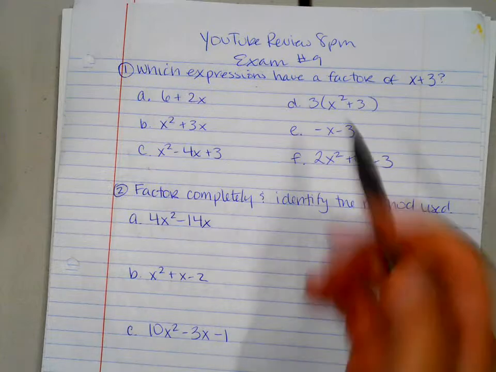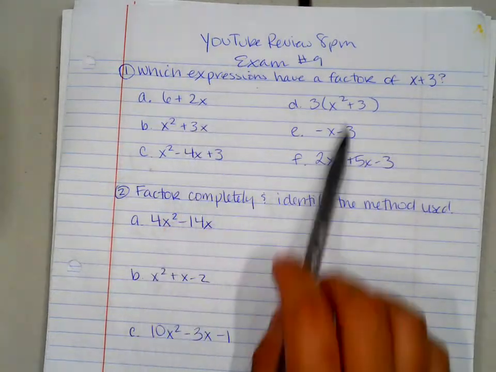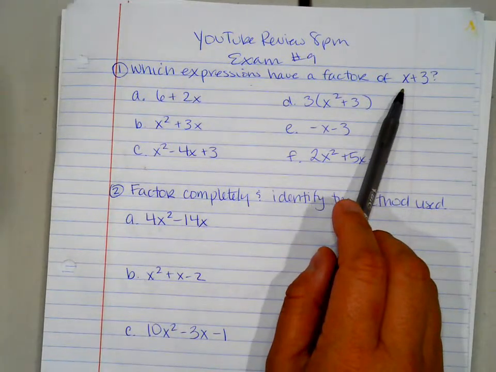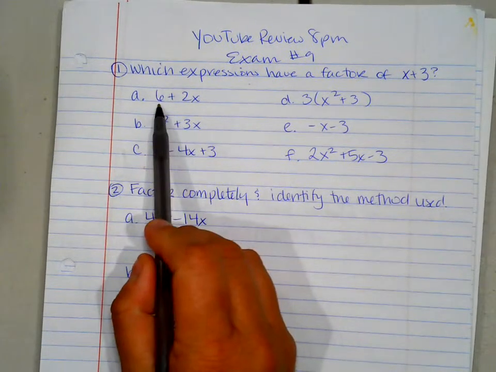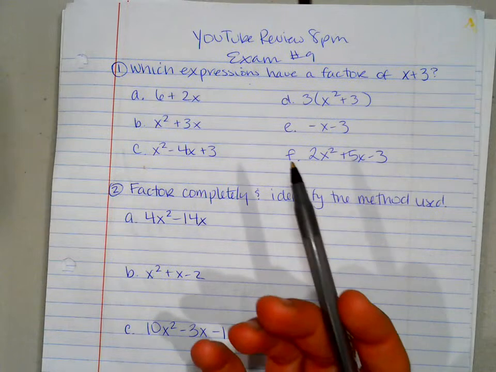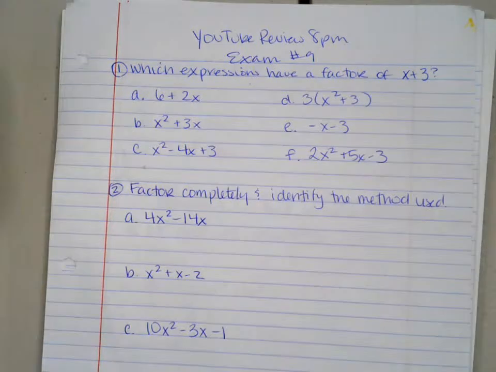Okay, so first thing we're going to do is figure out which of these expressions have a factor of x plus 3. And the way we do that is we need to find the greatest common factor, or use a difference of squares, or factor using the x method, whatever you guys got to do. That's how we're going to figure out which has a factor of x plus 3.